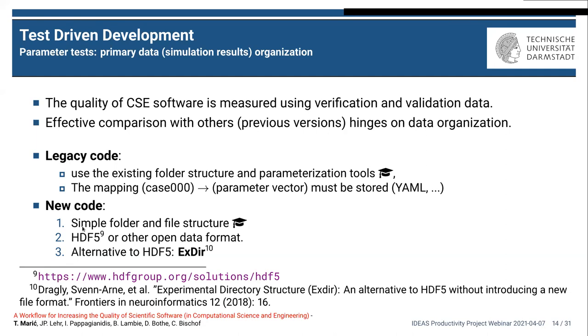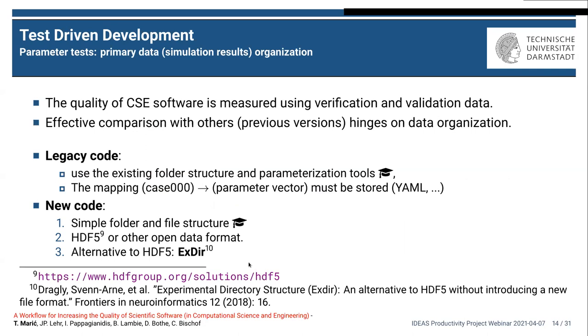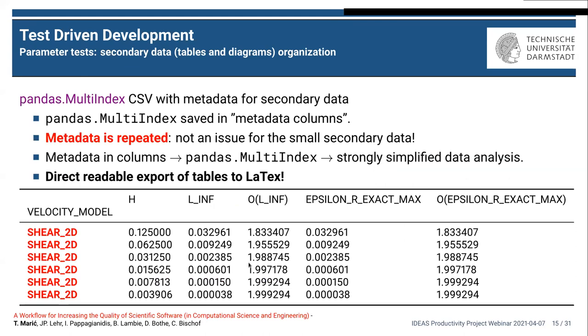So either HDF5 or some other open data format, or we found an interesting alternative to HDF5, which is called XDIR, which is basically organizing data similar to what I mentioned in this slide, by adding some information about metadata in each subfolder. So far for primary data, which are actually huge, like simulation results, we should now talk about secondary data, so tables and diagrams. And in my opinion, these are much more important because these are the things that are actually being compared when we are publishing papers.